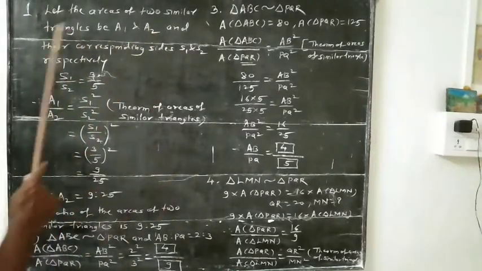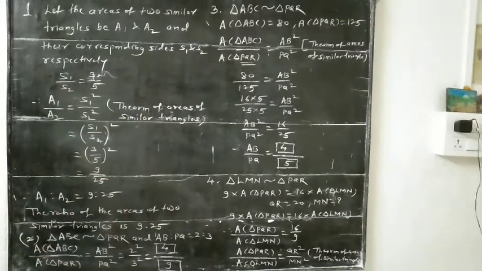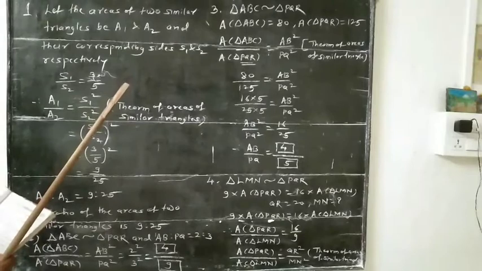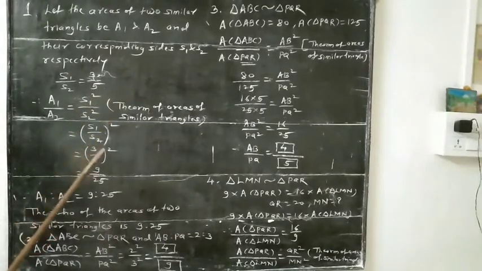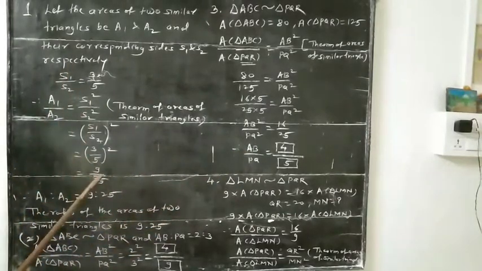Let the areas of two similar triangles be A1 and A2 and their corresponding sides S1 and S2 respectively. Then S1 upon S2 is 3 upon 5, as given. So A1 upon A2 is equal to S1 square upon S2 square, by the theorem of areas of similar triangles. Then take S1 upon S2 in bracket square, because the ratio of corresponding sides is given as 3:5. Instead of S1 upon S2, we can write 3 upon 5, then bracket square. Then A upon B raised to M is equal to A raised to M upon B raised to M. Use that law of indices here.